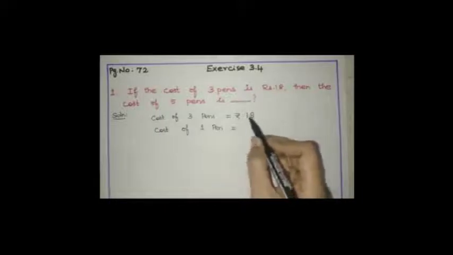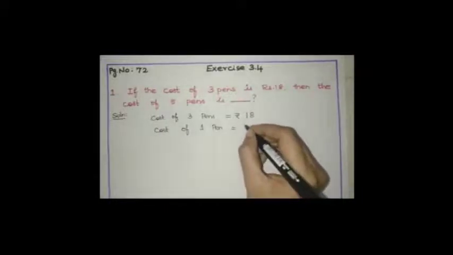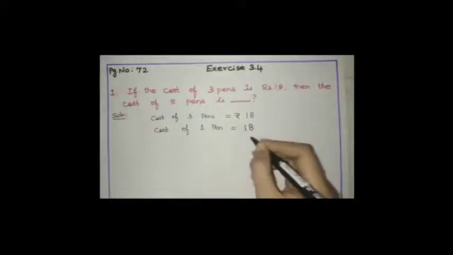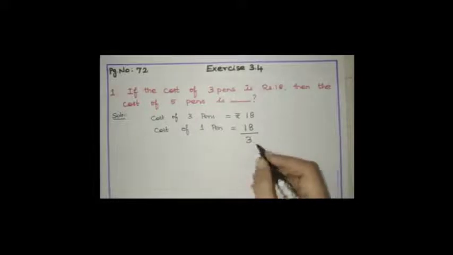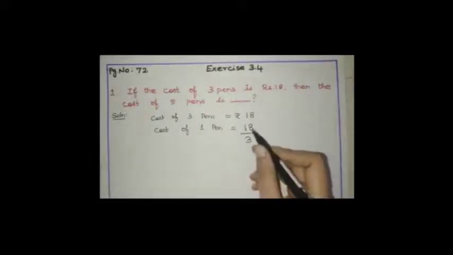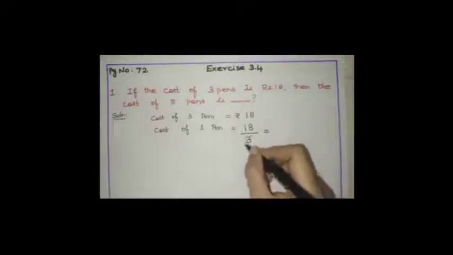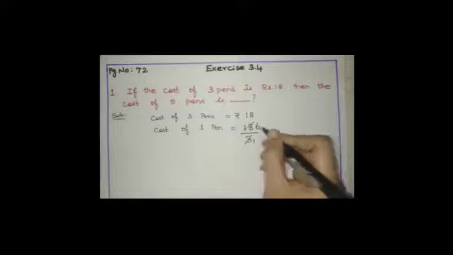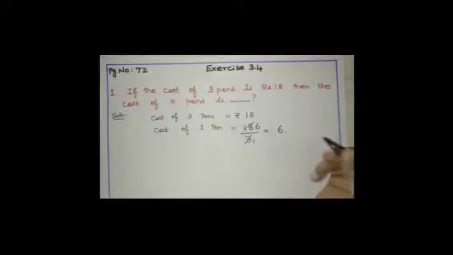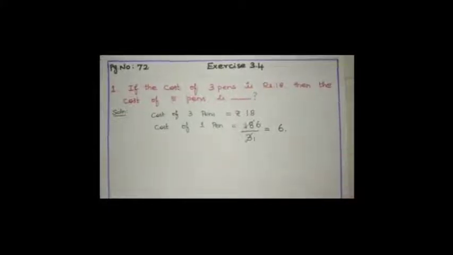We know that cost of 3 pens is 18 rupees. So to find the cost of 1 pen, you have to divide this 18 by 3 because cost of 3 pens is 18. So I am dividing 18 by 3. So what will you get? 1 and 6. So cost of 1 pen is rupees 6. So we have finished 2 steps. What is the final step?